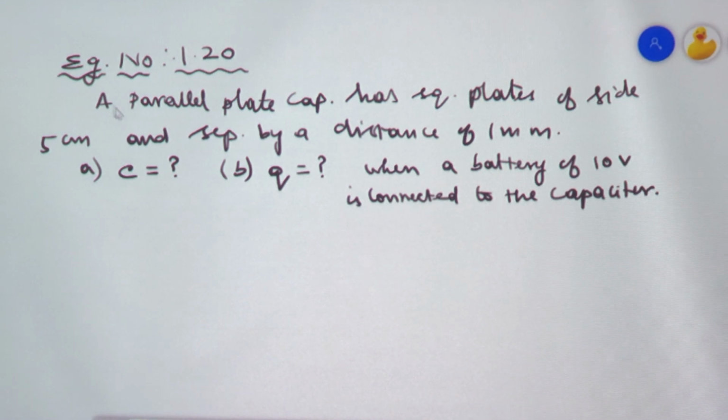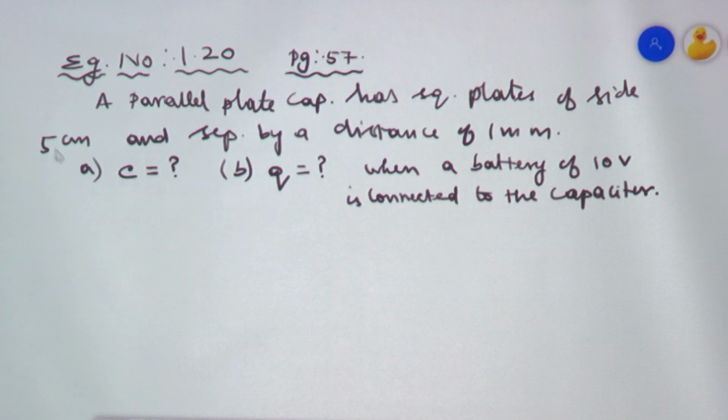So you can take your book to page number 57. This is available on page number 57, example problem 1.20. Let us go through the problem again. A parallel plate capacitor has a square plate of side 5 centimeter and is separated by a distance of 1 millimeter. Calculate the capacitance of this capacitor.